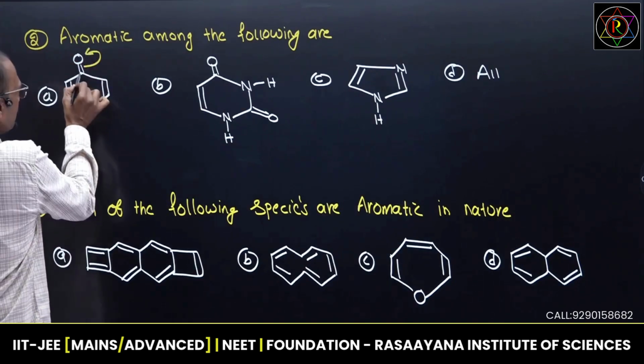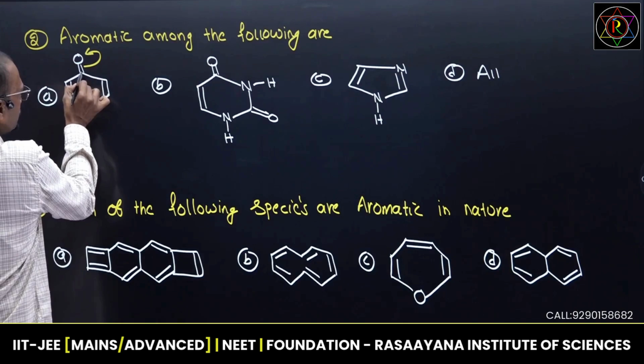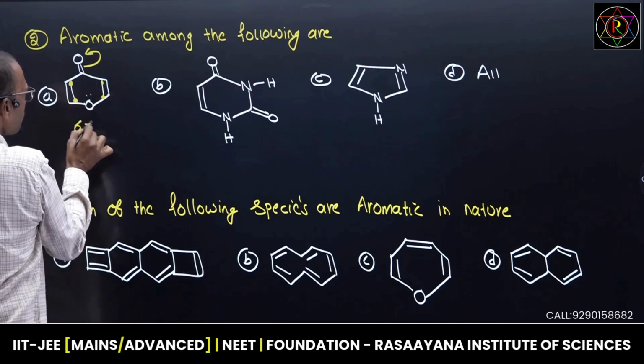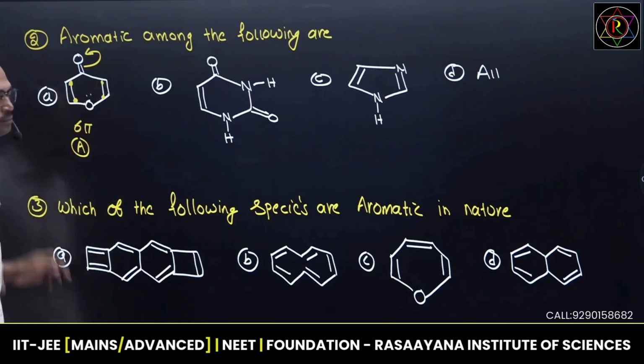If they migrate, here you will get a pi positive. So after getting the positive charge, 1, 2, 3, 4, 5, 6, 6 pi electrons are delocalizing. It is aromatic in nature.